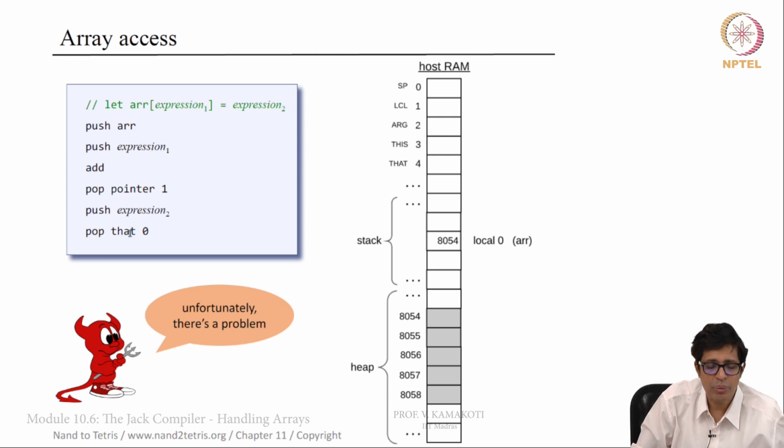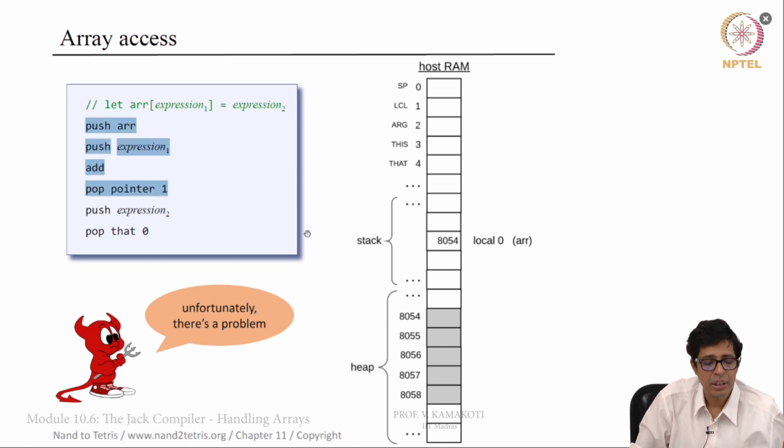Now when I say pop that 0, of course it will go to this 8058, but what will happen is that when I am evaluating expression 2, I might go and change this that. See, what we have done is array of expression 1, let us say ARR of 5 plus 6, so 5 plus 6 is 11, ARR starts at 8054, and 8065 is where I want to store the evaluated value of expression 2. That 8065 I have stored at that, I should have stored it here in that. That is what happens at the end of these four things.